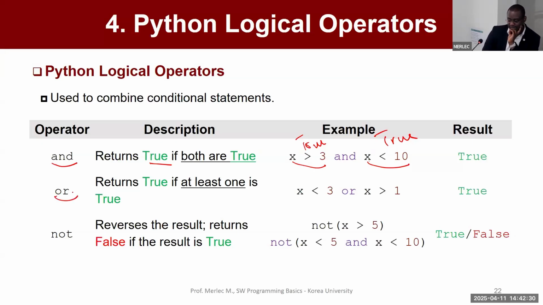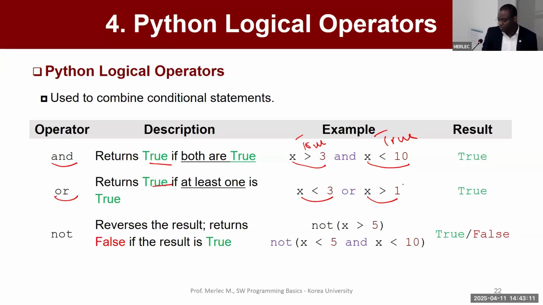Or is a logical operator which will return true if at least one expression is true. You can chain several expressions. If at least one expression is true, the result will be true. In this case, I have two expressions. This logical expression is trying to check the relationship between x and the value of 3. It is checking whether x is less than 3 or x is bigger than 1. So we would like to check if the value of x is in between 3 and 1.